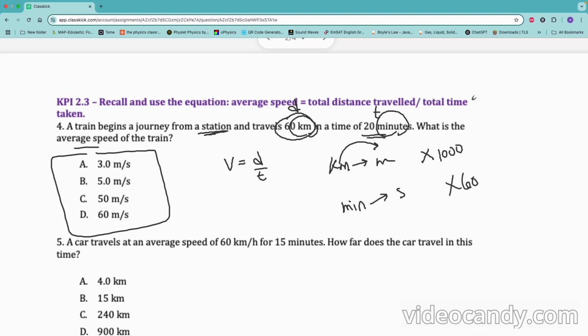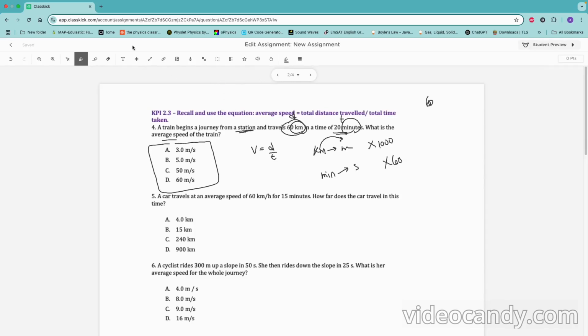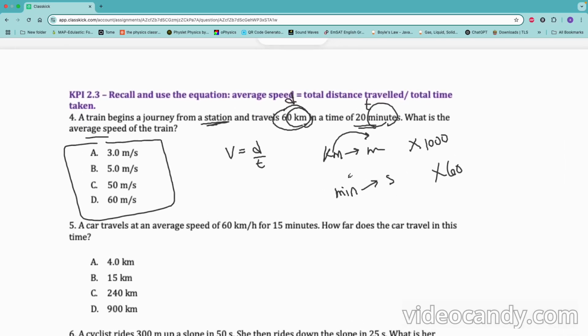So our equation will be 60, which is distance, times 1000 over 20, our time, times 60. Straightforward, by calculating we are going to get C as our answer.